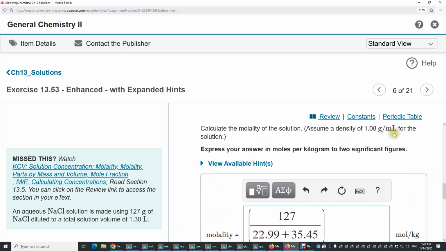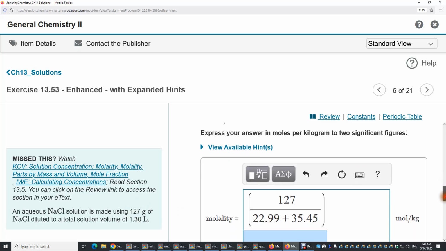We have the density of the solution, we have the volume of the solution, so we'll be able to get the mass of the solution. And don't forget to subtract the mass of the solute, 127 grams. Alright, so we'll do that.